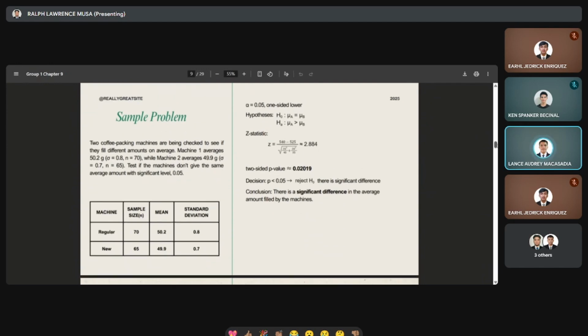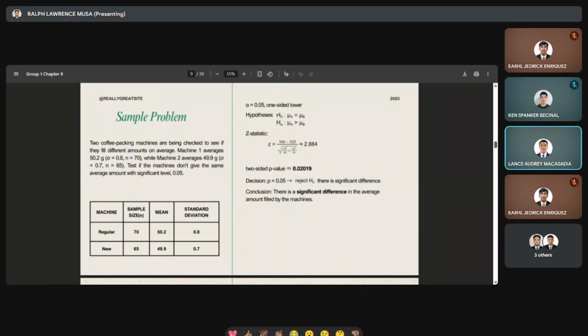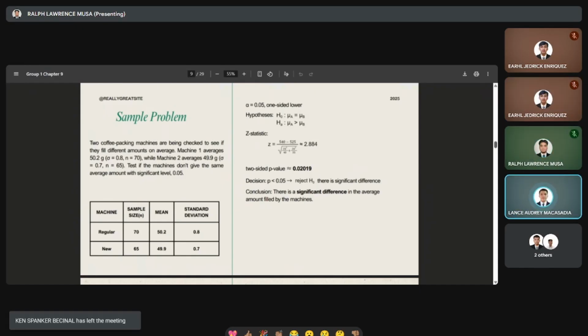For the last sample problem, we are testing whether two coffee packing machines fill the same amount of coffee on average. Machine 1 averages 50.2 grams and machine 2 averages 49.9 grams with standard deviations of 0.8 and 0.7 respectively. So first we set the hypothesis. For the null hypothesis, both machines fill the same average amount, while for the alternative hypothesis, there is a significant difference in the average amount filled. So we do the z-test calculation.